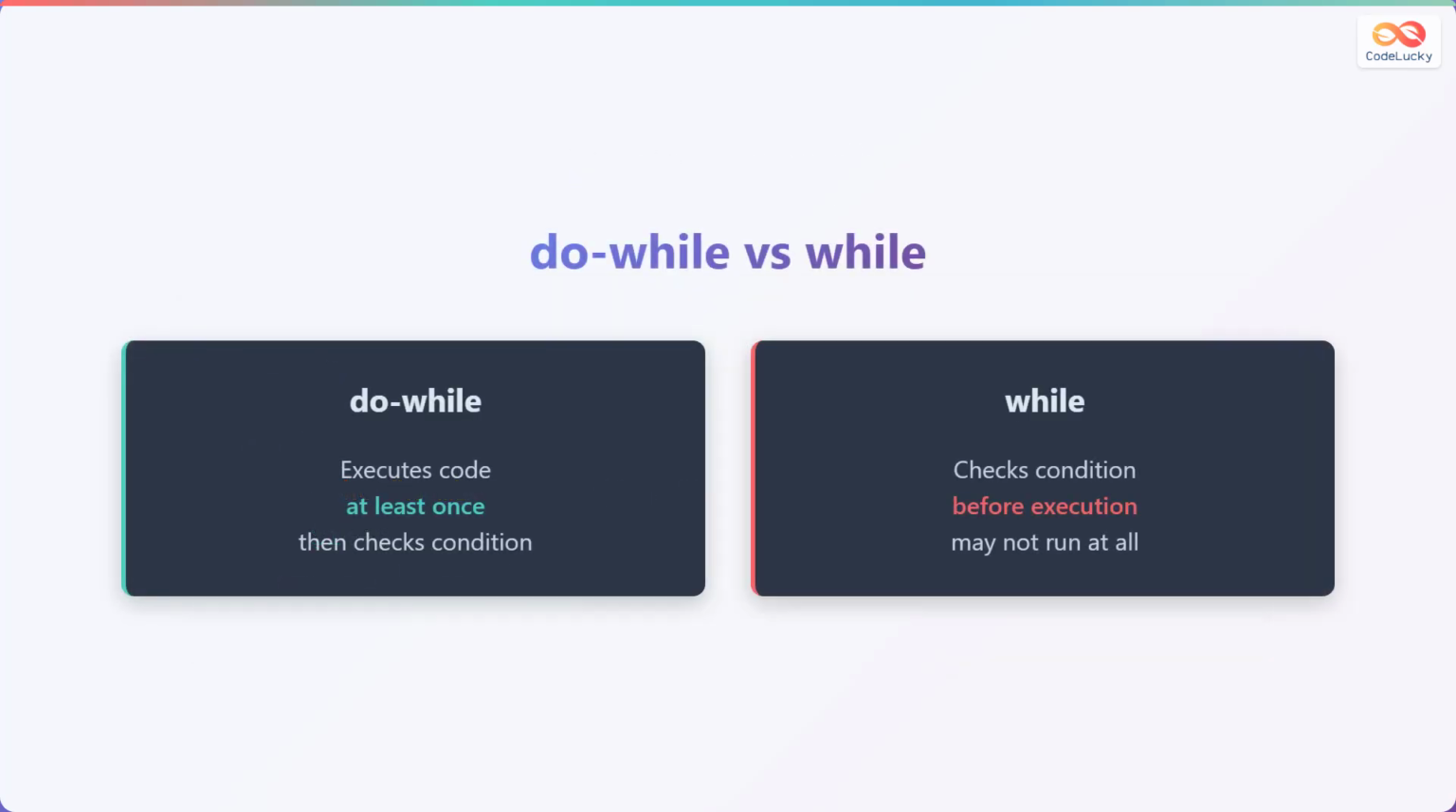Let's compare the do-while loop with the while loop. The do-while loop executes the code at least once and then checks the condition, while the while loop checks the condition before execution and may not run at all if the condition is initially false. The do-while loop is useful when you need to ensure that a block of code runs once before any condition is evaluated.